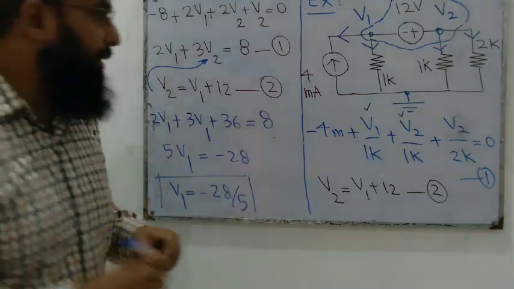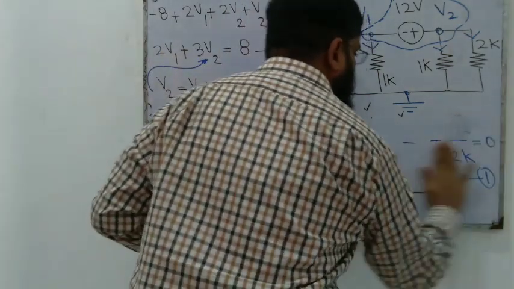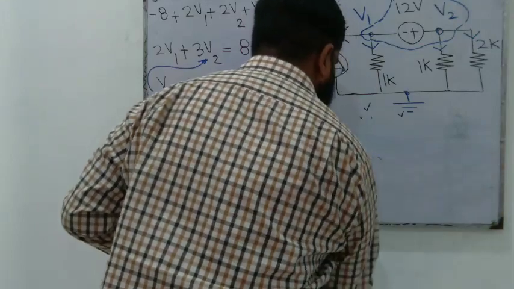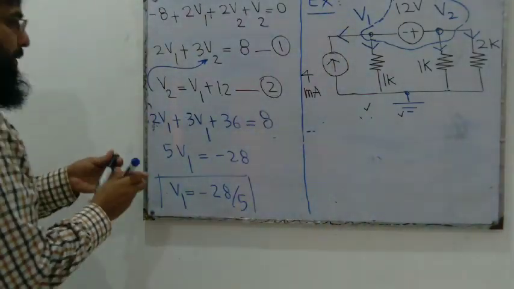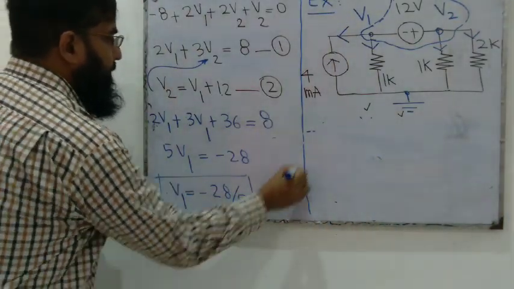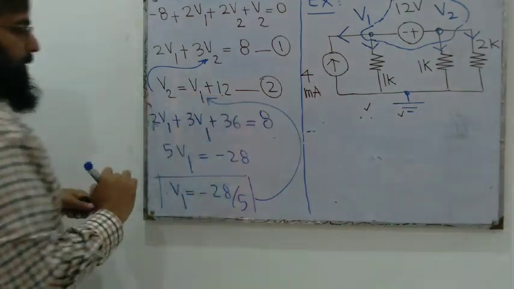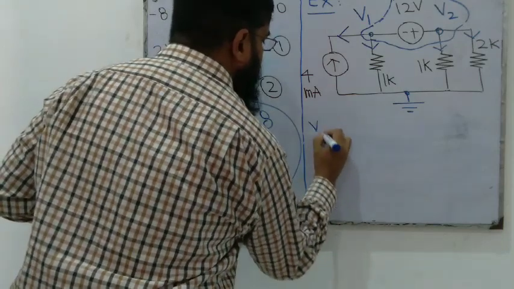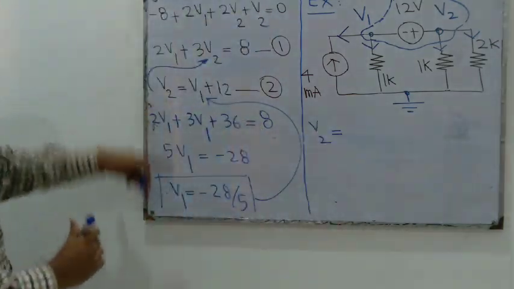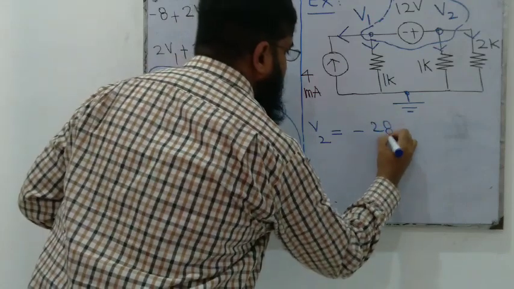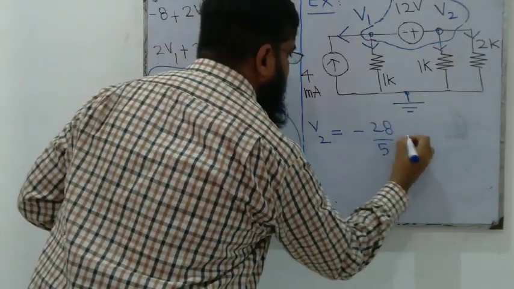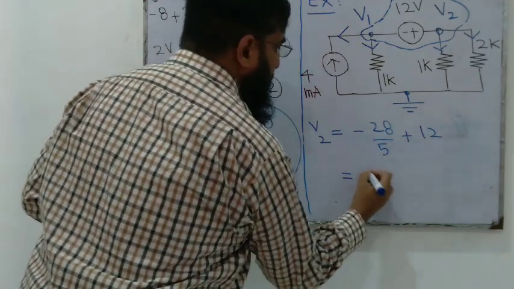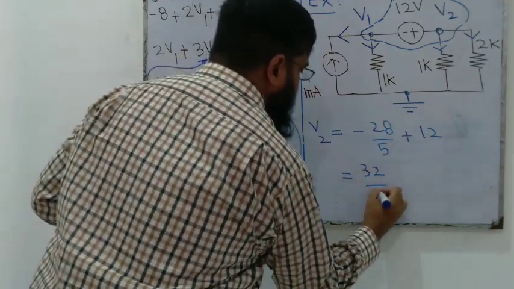This value of V1 can be put in equation 2 to find the value of V2. So V2 is V1, minus 28 by 5, plus 12. 12 times 5 is 60, so 32 over 5.